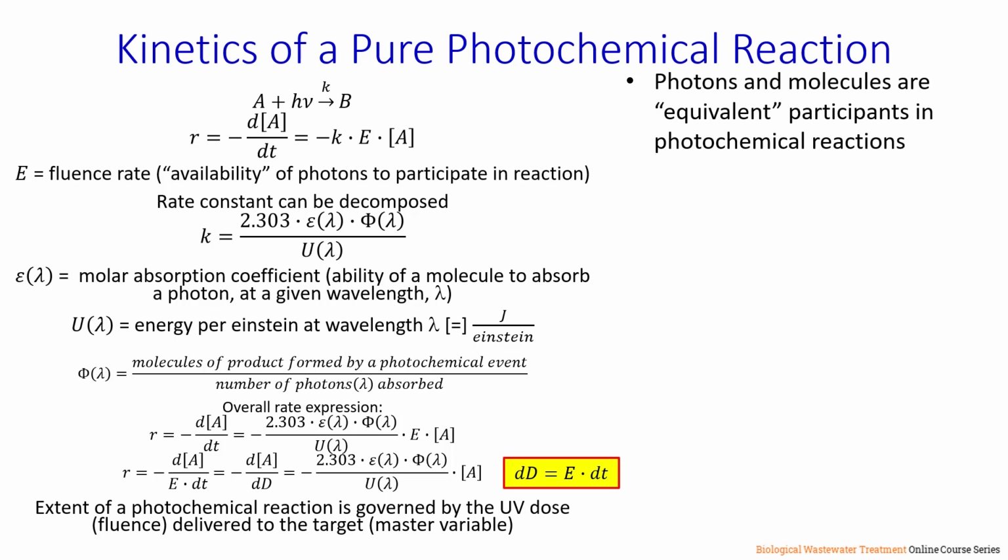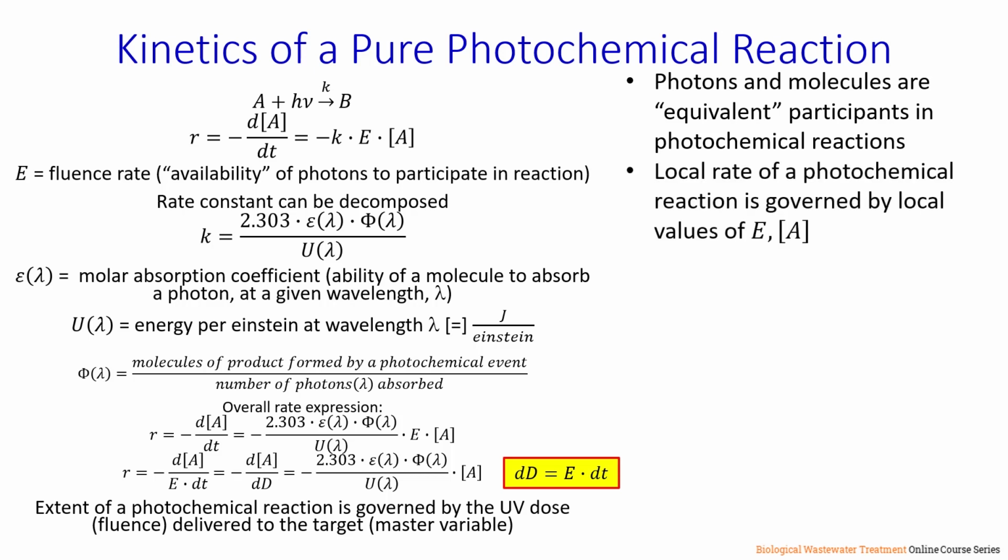To reiterate, photons and molecules are equivalent participants in photochemical reactions, and so we need to include terms that describe the availability of both to participate in this process. The local rate of a photochemical reaction is then going to be governed by the local values of the fluence rate and the activity of the reactant molecule.